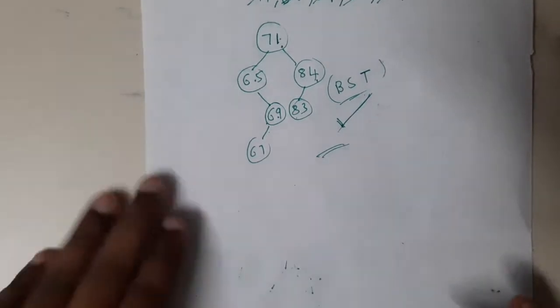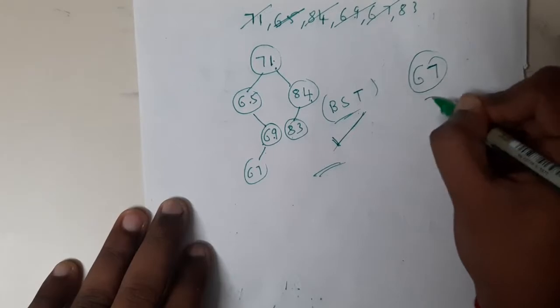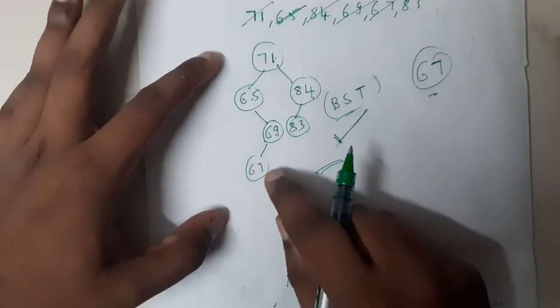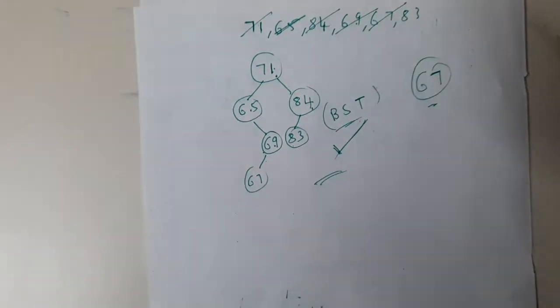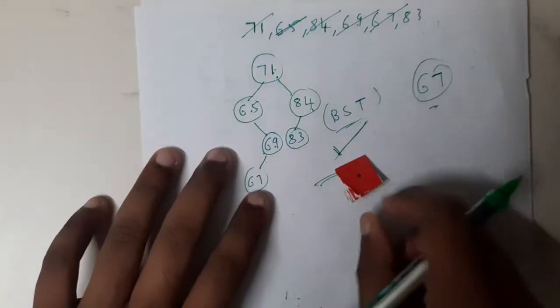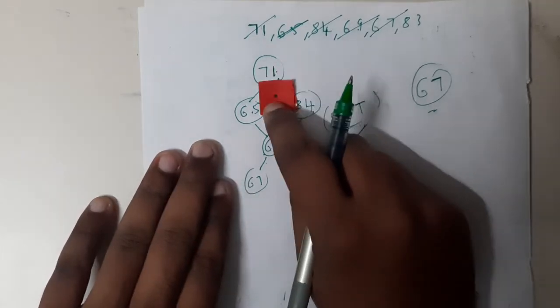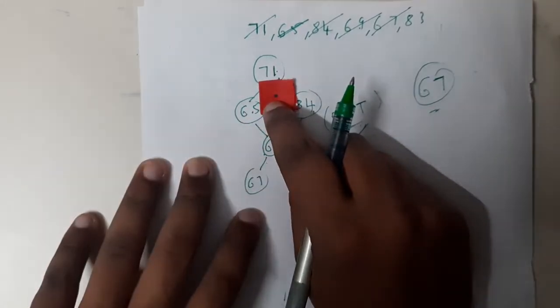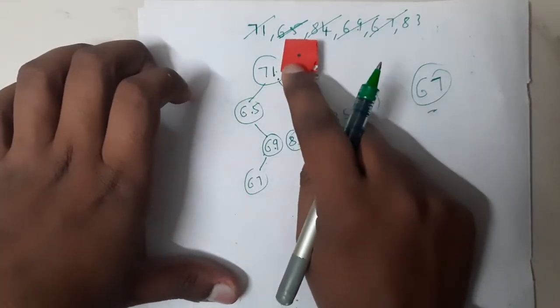So assume that we want to search for 67. Is 67 in the tree, guys? By observing, you say yes, it is there, so you need to find it somehow. So assume that this value is 67. Now you will start at the root. Is 67 equal to 71? No. Is 67 equal to 65? No. Once you say no, you will check whether it is greater or less also.